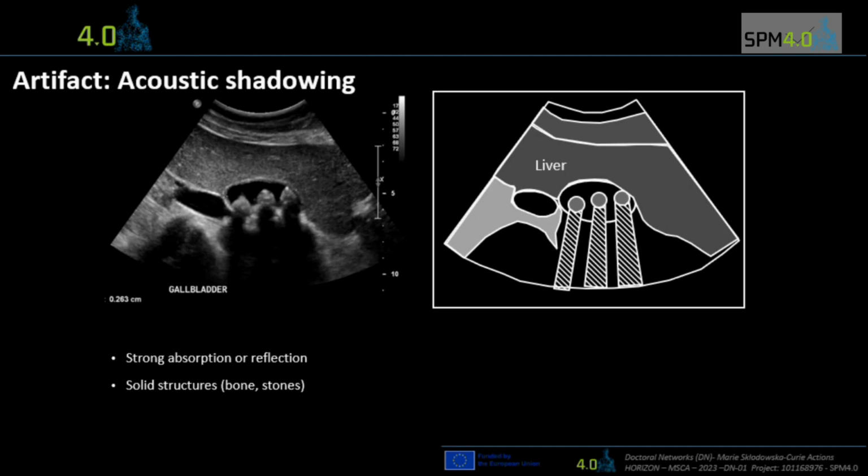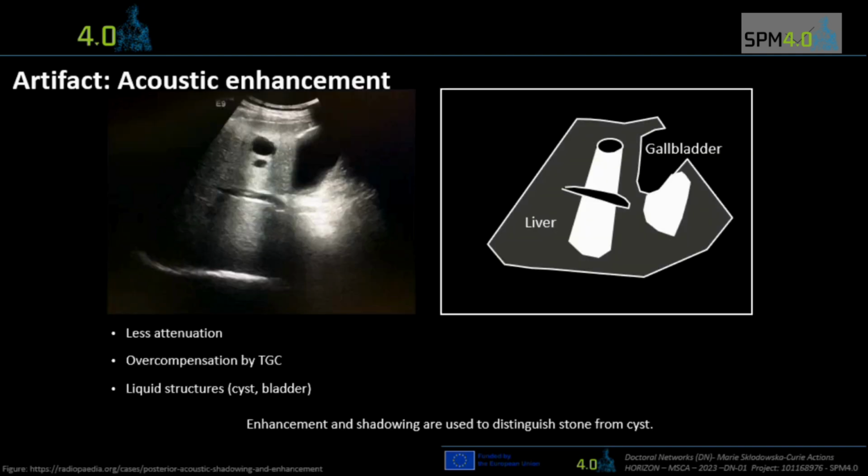And therefore, we don't receive any signals, and it's displayed as black. So this happens with solid structures or highly absorbing structures. In this specific image, they are bright, but there also exist images where they are dark. The opposite one is acoustic enhancement.